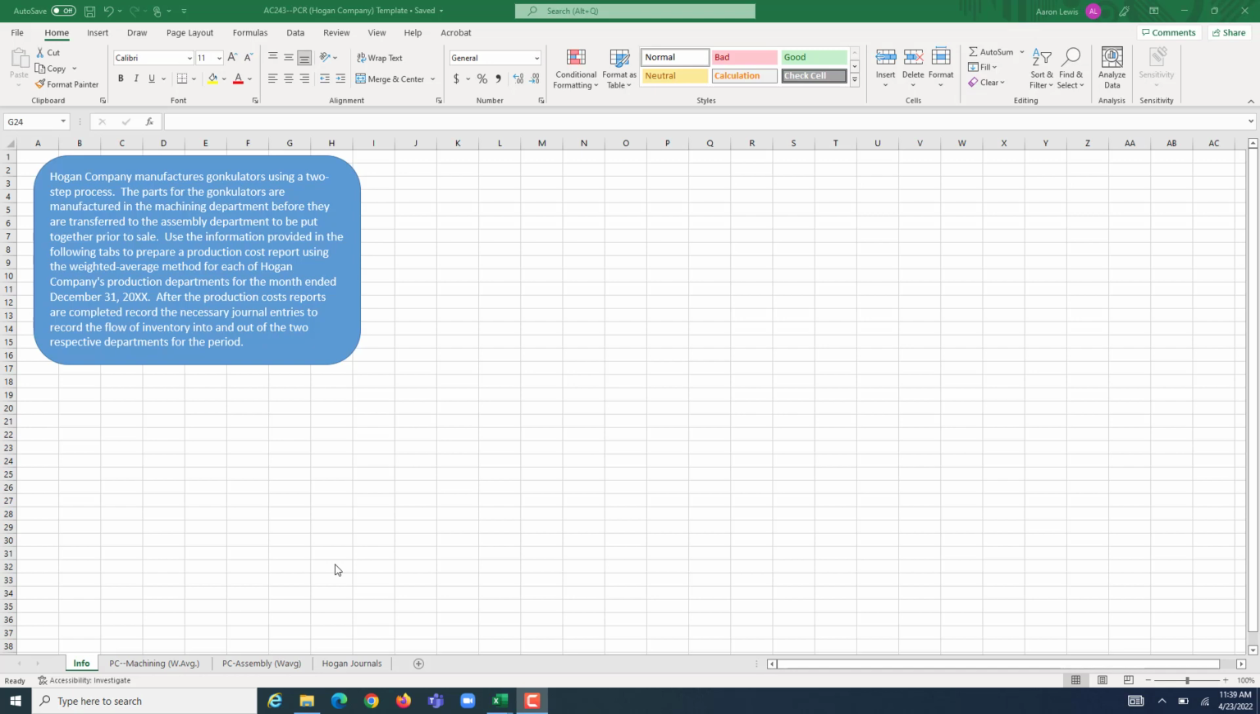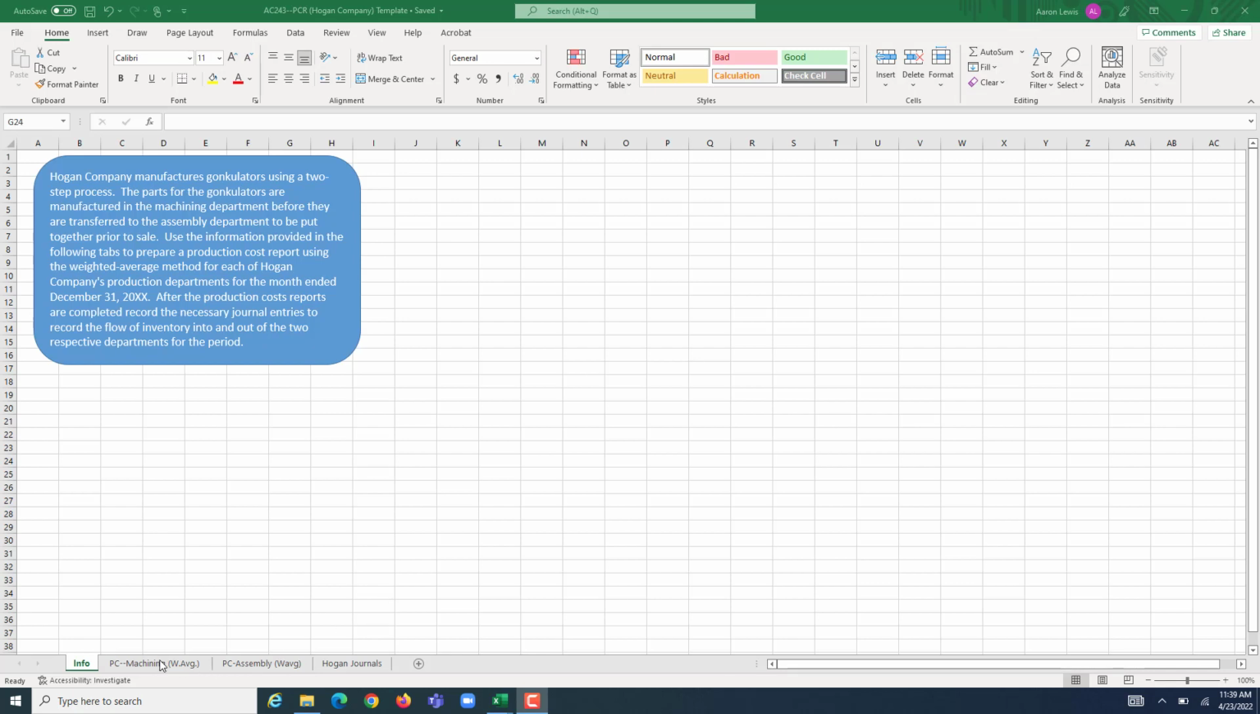And this system is the perfect setup for using process costing, transferring all costs in physical units from one department to the next and ultimately to finished goods when you finish making them. We're going to use this information that is provided on the subsequent tabs when I get to them to prepare a PCR for each of their two departments, which is the machining department and the assembly department. And ultimately, after we tracked our flow of costs for the period, we're going to journalize how that changes Hogan Company's books for the 20XX business year.